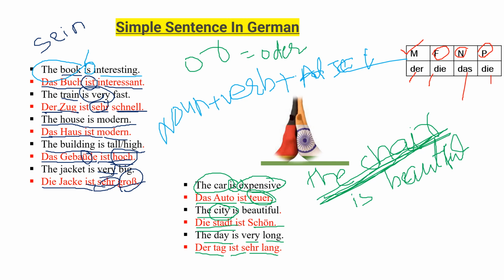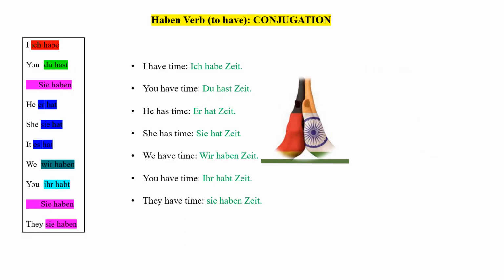So this is all about the simple sentence in German language, and we came to know what the sentence structure basically is. We should always keep this table in our mind. For masculine, the article is der. For feminine, the article is die, for neutral, the article is das, and for plural, the article is die. Coming to the next slide, this is a very important slide.